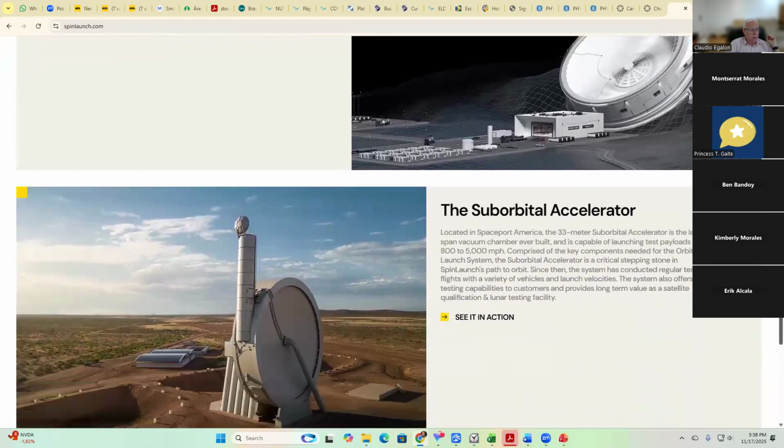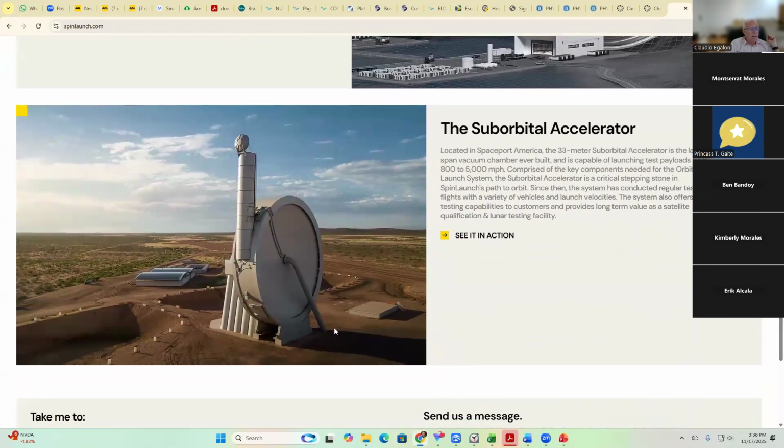What they're trying to do is use the kinetic energy of a payload to launch it into orbit. What you see right here: why Spin Launch? Because you rotate the object in this huge facility, rotating faster and faster to achieve higher and higher speeds. If this speed is fast enough, you will be able to put an object in orbit more easily without spending fuel, only electrical energy.